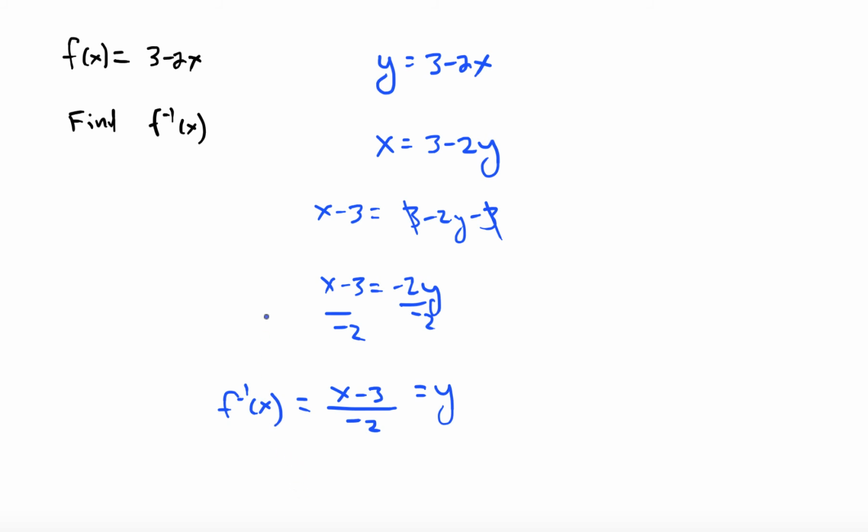Now, how can we verify that these are truly inverses of each other? We have to use this important property. If we take the composite function of a function and its inverse and work everything out, we should end up with just x. And this should go both ways. So f inverse of f of x should also equal just x.